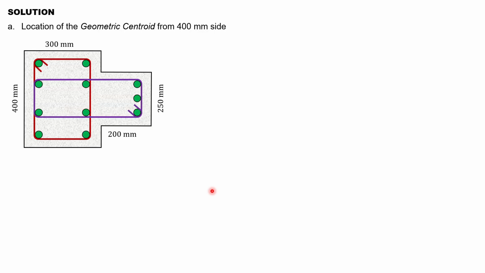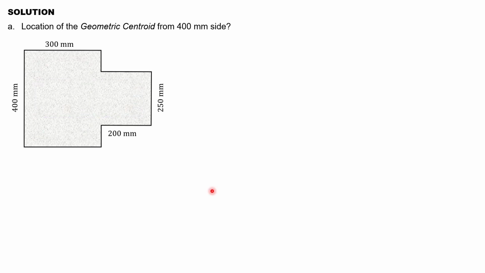This is our solution. First, the location of the geometric centroid from the 400 mm side. Again, by definition of geometric centroid, we don't need the reinforcement. So, we remove the reinforcement and consider only the dimension of the concrete. Like this. Now, we locate the geometric centroid. We call this the X bar. Then say for example, we divide this into two areas. For the 400 by 300, we call this area 1, and the 200 by 250, we call it area 2.